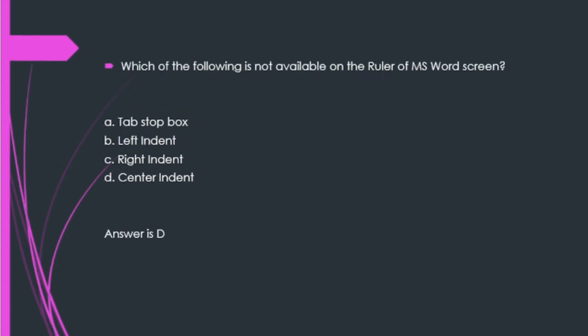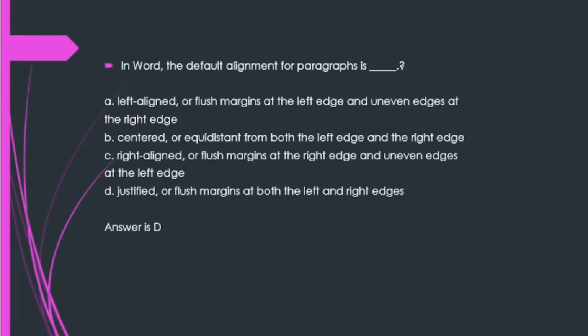Which of the following is not available on the ruler of the MS Word screen? The correct answer is D. Center indent. In Word, the default alignment for a paragraph is. The correct answer is D. Justified or flush margin at both the left and right edges.